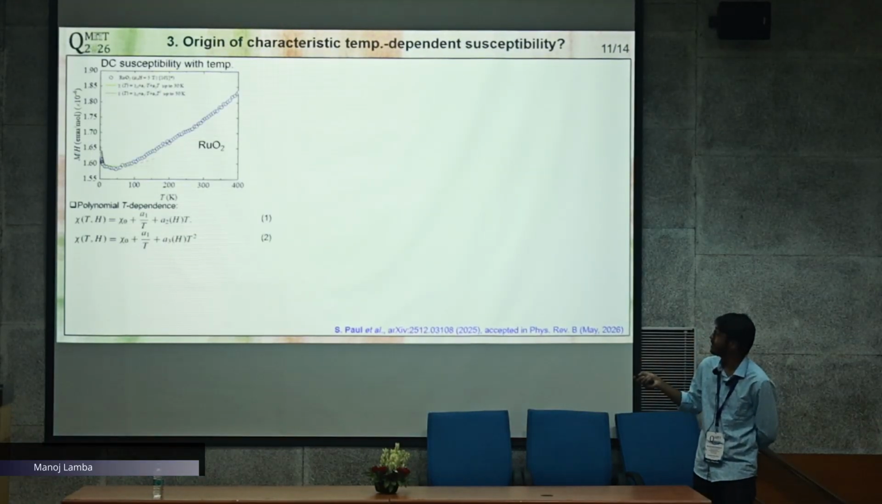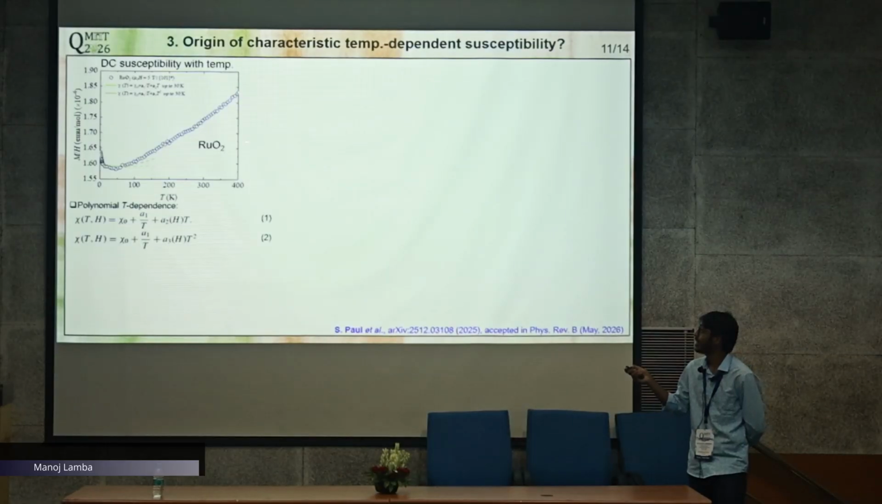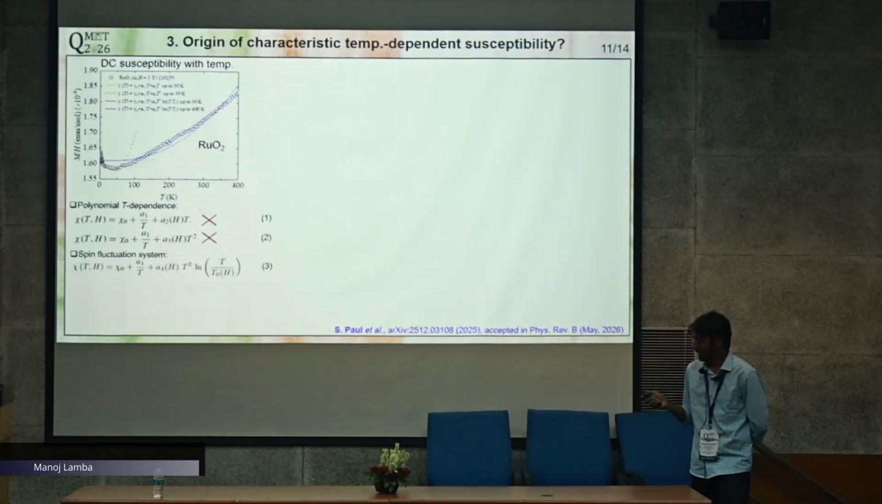To look into such behavior, we try to fit this experimental data up to 400 Kelvin using equation 1 and equation 2, but it deviates significantly above 30 Kelvin. So then we try another equation, equation 3, with an added T square log T term. This also fails to explain the experimental data.